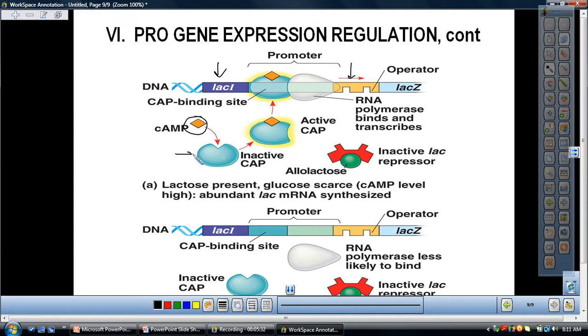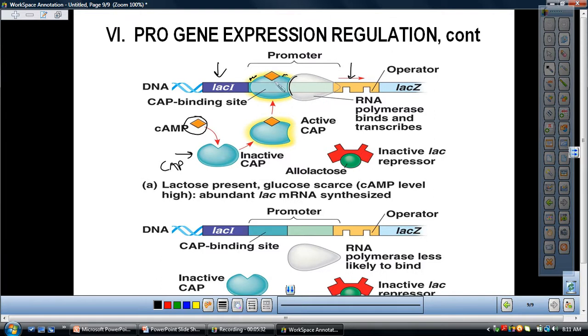Here's the CAP, that certain protein. If this CAP is attached up here, like you see in this top picture, that increases the chances of RNA polymerase being able to transcribe this gene. In this picture, if that CAP is attached, this little yellow means it's active. It actively helps RNA polymerase bind. It's kind of like giving it a little jump start.